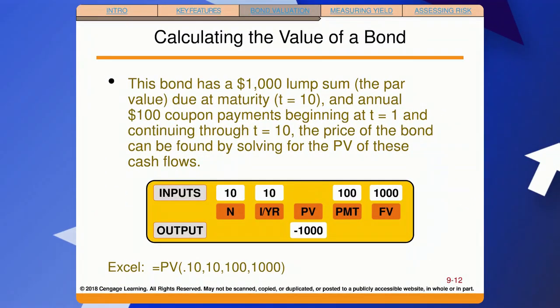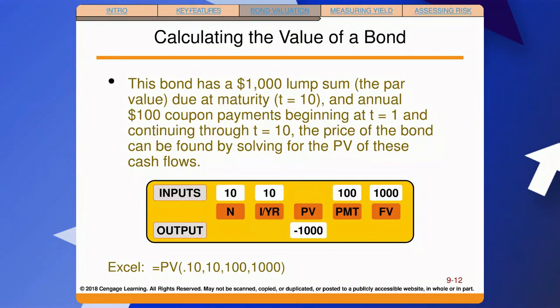Alright, so meaning... Okay, so paano yun, sir? This bond has 1,000 lump sum, the par value due at the maturity date of T equals 10. And the annual 100 coupon payment begins at T equals 1 and continues through, so meaning it is 10 years. Alright, so the price of the bond can be found by solving the PV of these cash flows.